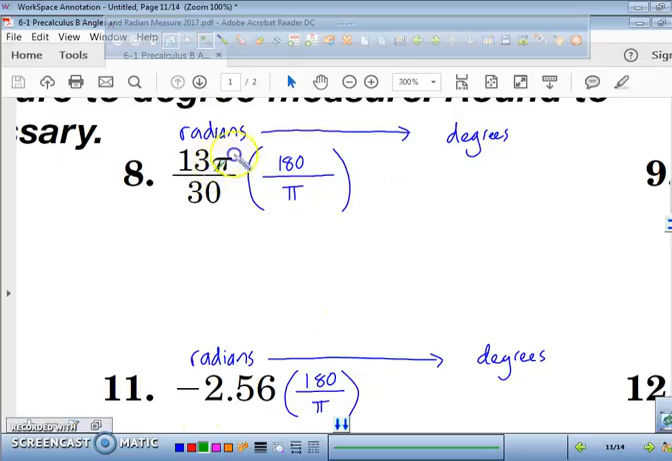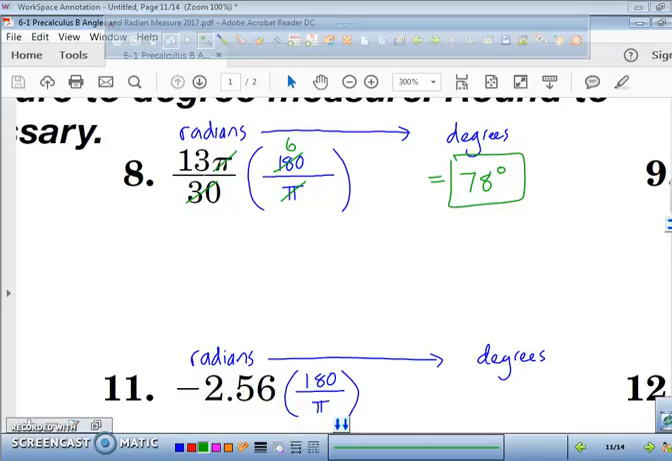What cancels out? This pi cancels out this pi. And 30 goes into 180 how many times? It goes into it 6 times. 13 times 6 is 78. So what I want you to understand is 13 pi over 30 radians is equal to 78 degrees.